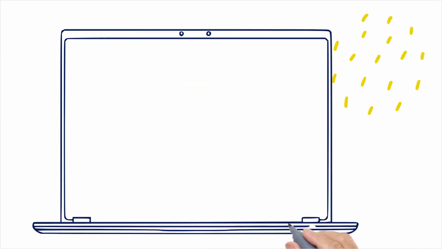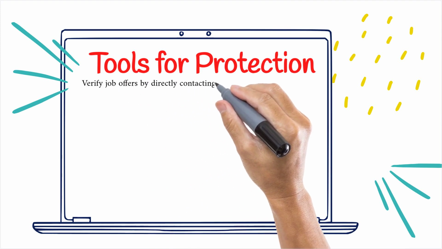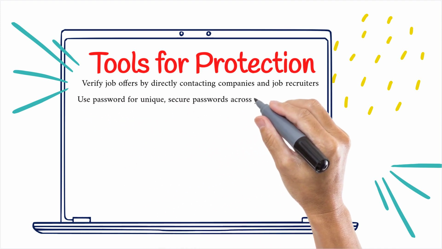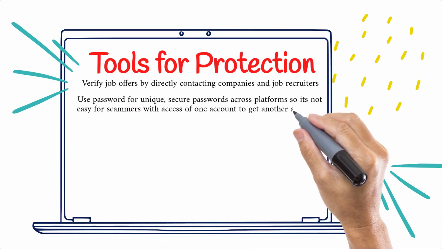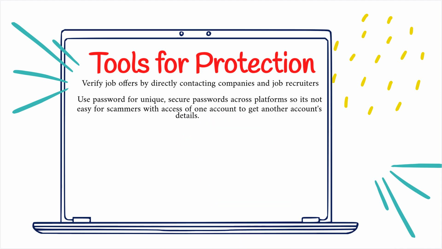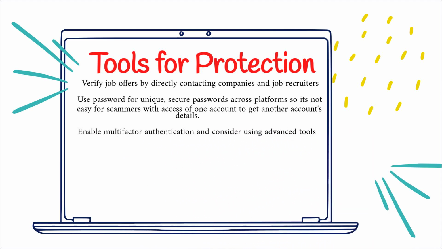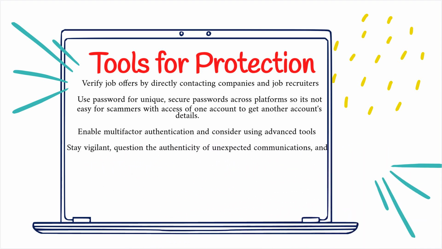Since we have learned about preventive measures, we're also going to give you additional tools that may help, or things that you should also implement. First, verify these job offers by directly contacting the companies and job recruiters. Use unique, secure passwords across platforms, so it's not easy for scammers with access to one account to get another account's details. If you keep unique passwords across different accounts, then it's going to be very hard for the scammers to get into your accounts. But if you have the device, you have your passkey, so that's going to be a different topic.